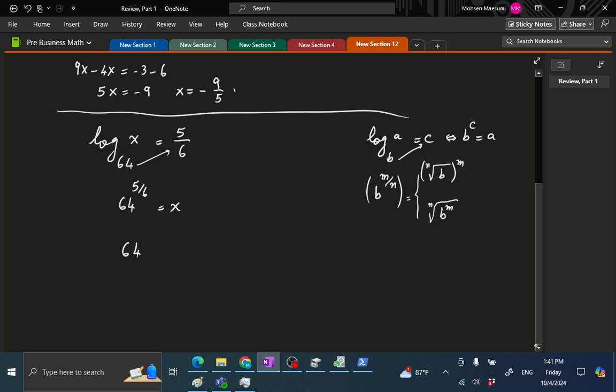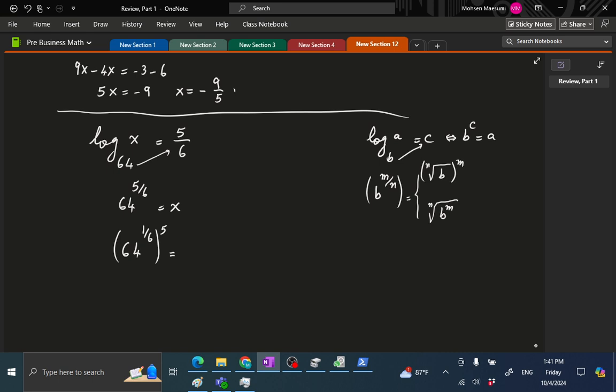So here I proceed like this: 64 to the power of 1/6, and then I'm going to raise it to the power of 5. This is the same as that one. What we are attempting is to write our answer in simplified form. This is an answer, but it's not simplified. So I say 64 to the power of 1/6, that would be my radical.